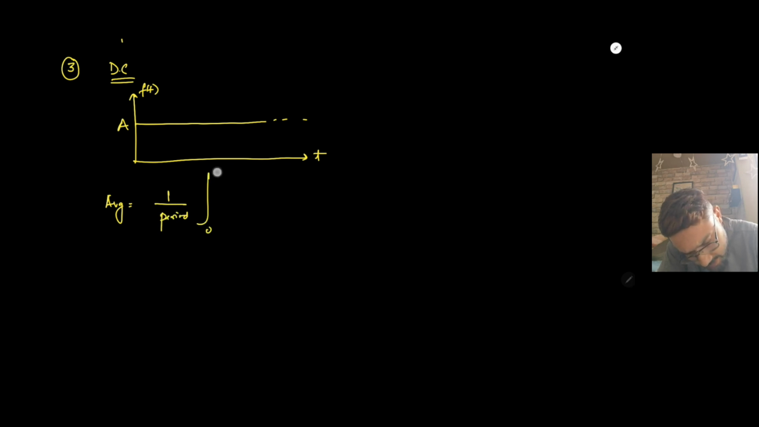Okay, so now in the third case, let's take a DC signal. Suppose this is a DC signal. So what will be the average value of a DC signal? Again, average value is 1 by period, integral from 0 to period of f(t) dt. Now what is the time period of a DC waveform?